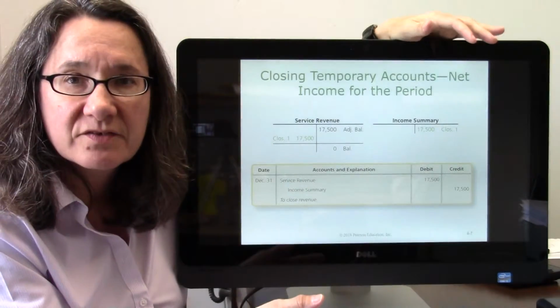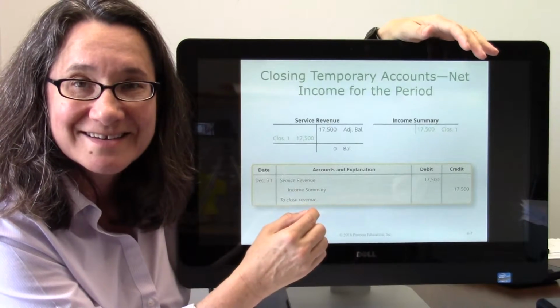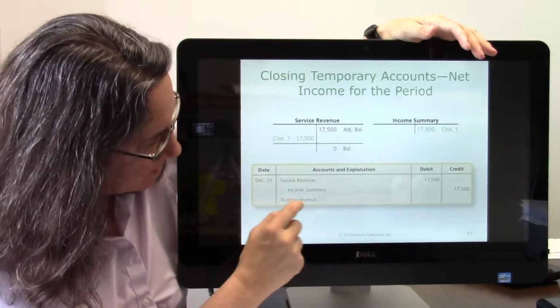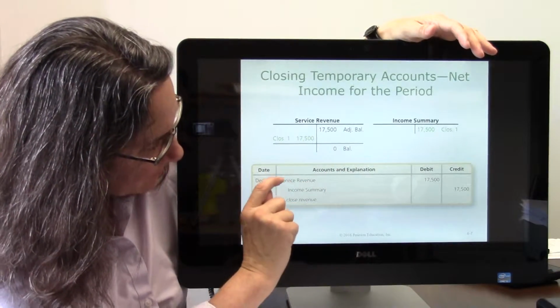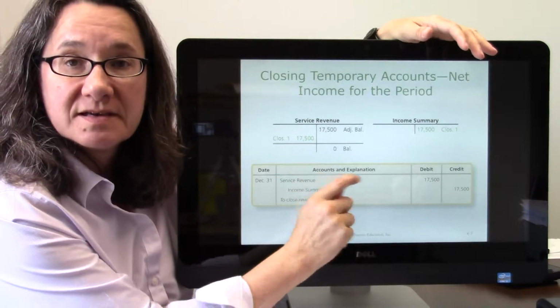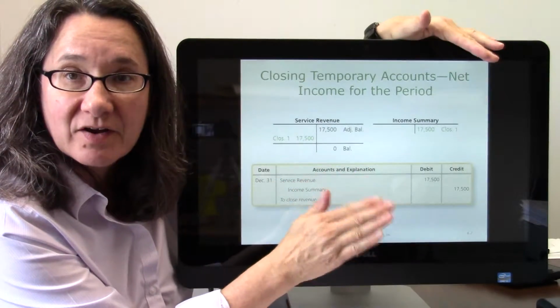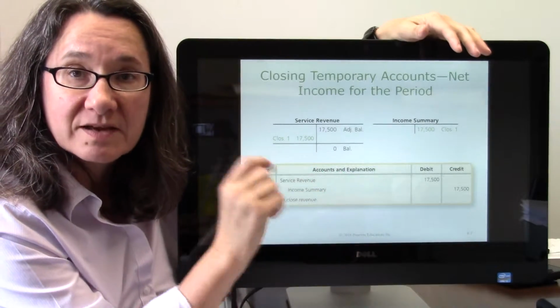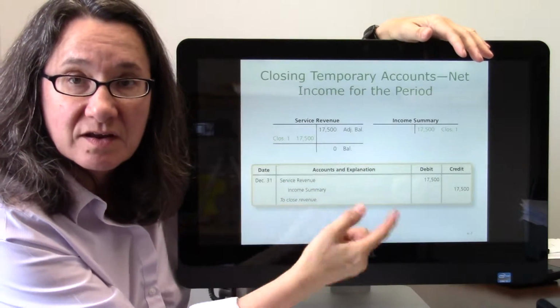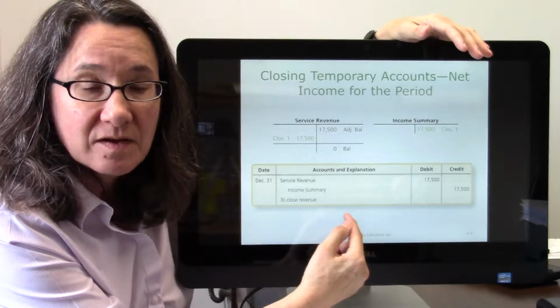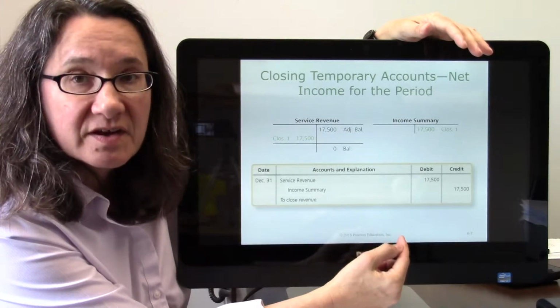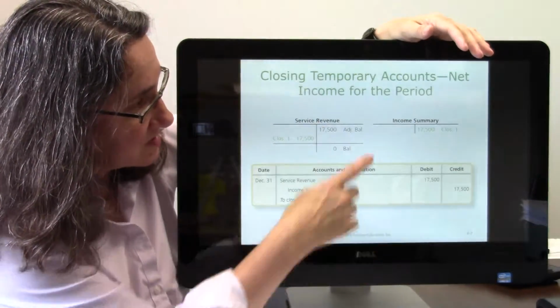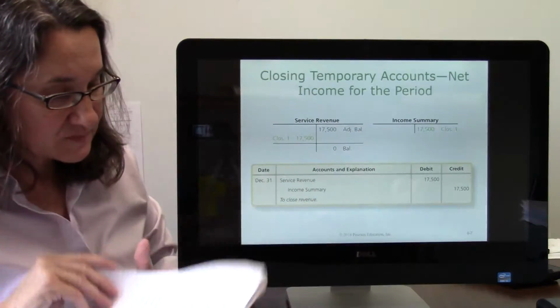Of course, like any other transaction, we journalize it, then we post it. So service revenue is a debit because we're closing it, right? Normally revenues are credits, I know, but just this one time, whenever you close it, you post a debit. And then your credit goes to income summary. Then you just post it, right? Your debit and your credit to your T account.